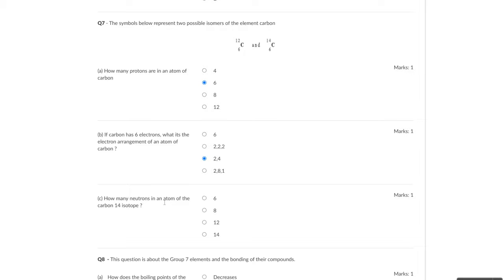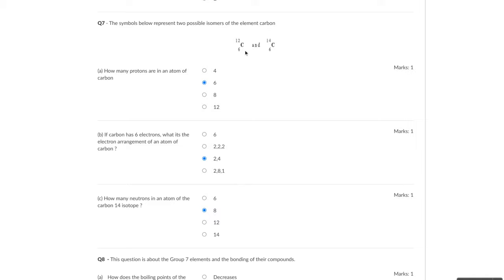Isotopes of a substance then, being an element with the same number of protons, so carbon has got the same number of protons in both isotopes of carbon that were given in this question, but how many neutrons in the carbon-14 version? So as we said, the bottom number here tells us the number of protons, also tells us the number of electrons. The number of neutrons is worked out by taking the mass number and subtracting the proton number. So 14 subtract 6 will give you 8. So that will tell you the number of neutrons within the carbon-14.